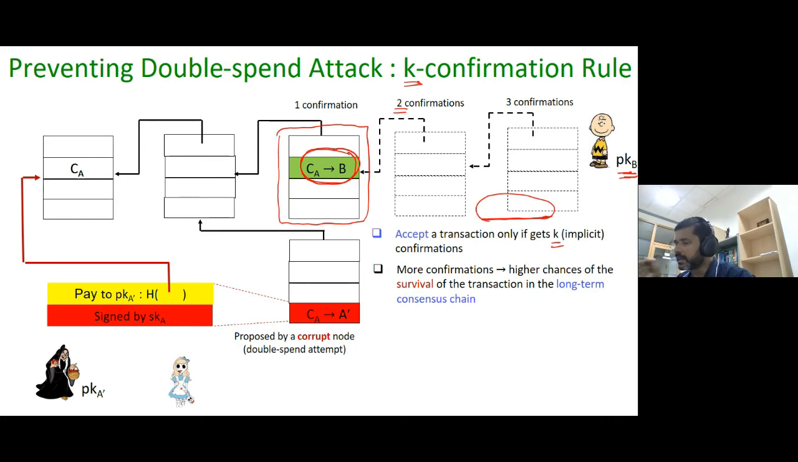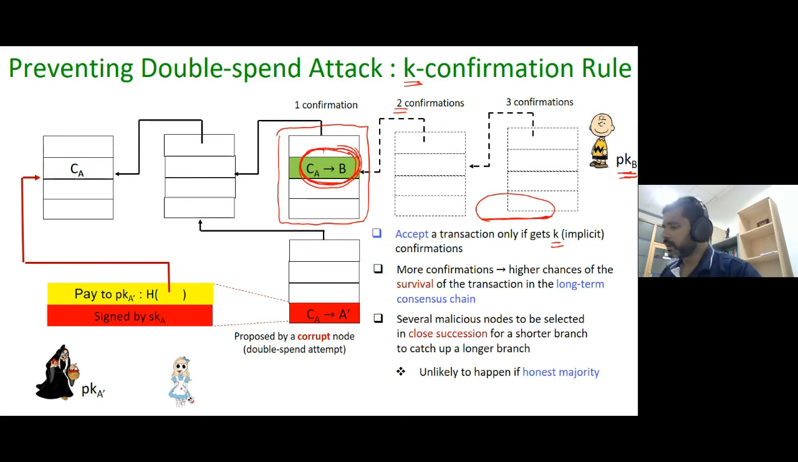So the idea here is that as more and more confirmations happen, that means as more and more nodes prepare their next candidate block on top of the block where this transaction has been approved, the chances are that on a long-term basis, this transaction will be considered as affirmed. It won't be overwritten.